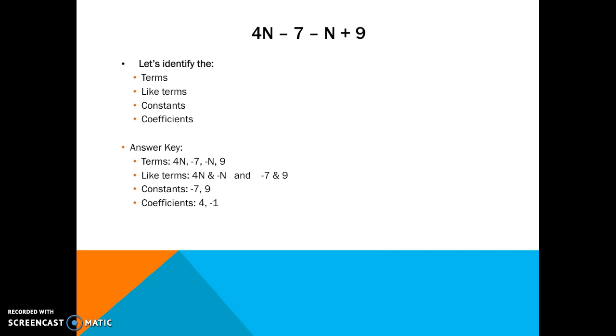Neither of those have a variable attached to them, so those are like terms. I see 2 constants, which are -7 and 9, because neither of them have a variable attached to them. And then the 2 coefficients, remember a coefficient is a number multiplied by a variable, are 4 and then -1.